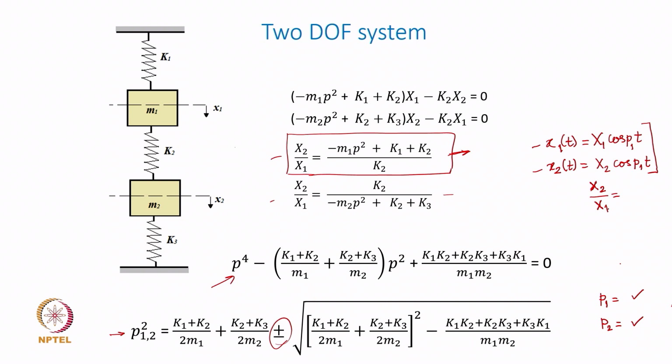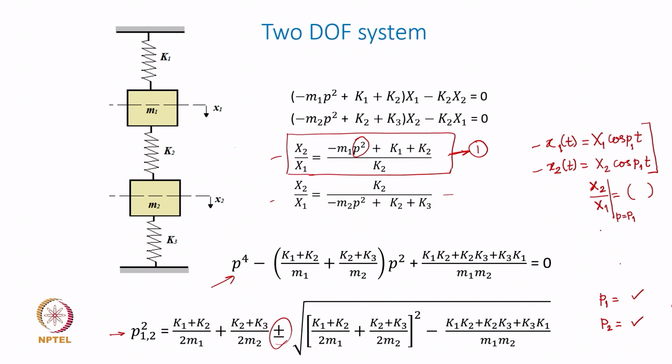And how do you get this x2 over x1? By substituting for this P square as P1 square. Let us say I call this expression 1. By substituting P equal to P1, you will get some numeric value. That numeric value is going to tell you the amplitude ratio between mass M2 and M1, which is maintained when both of them oscillate with the frequency P1.